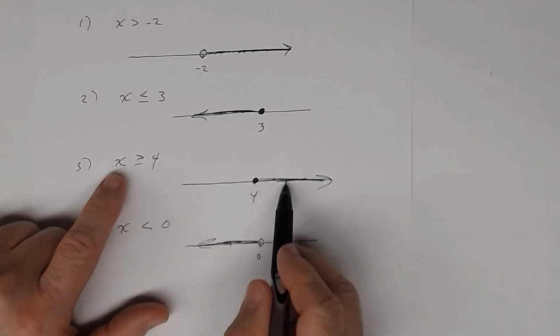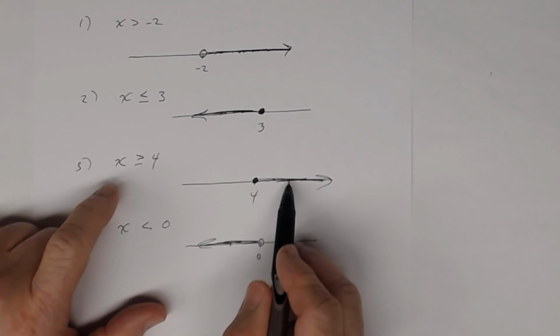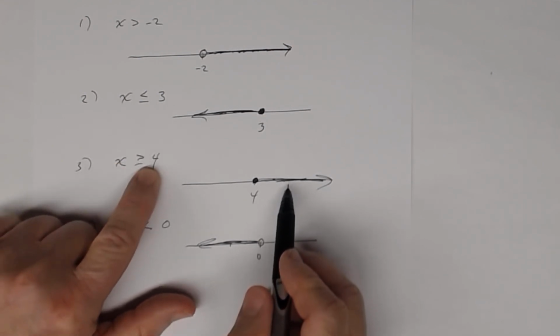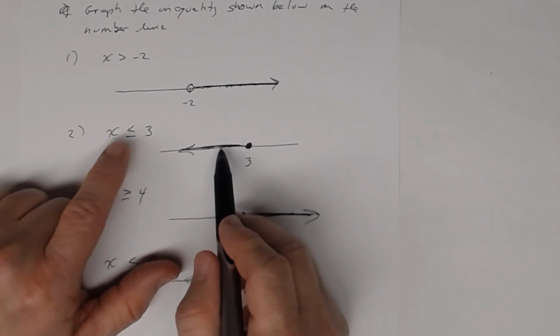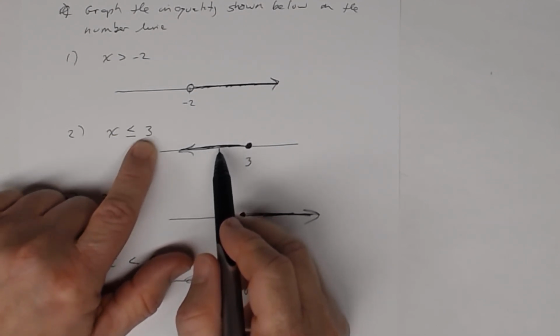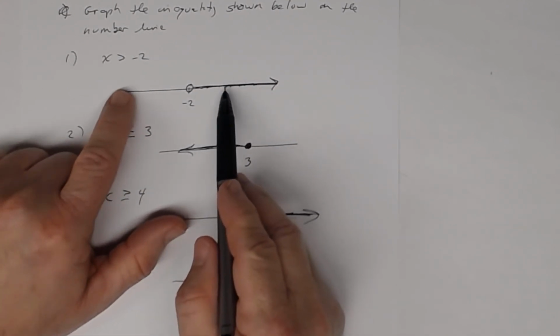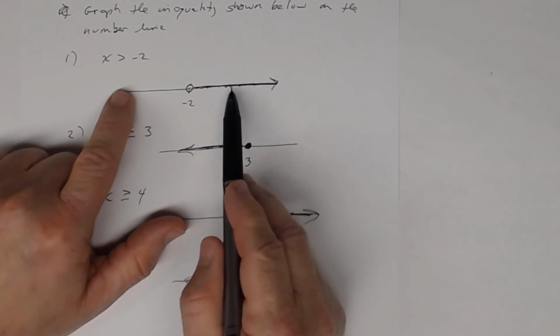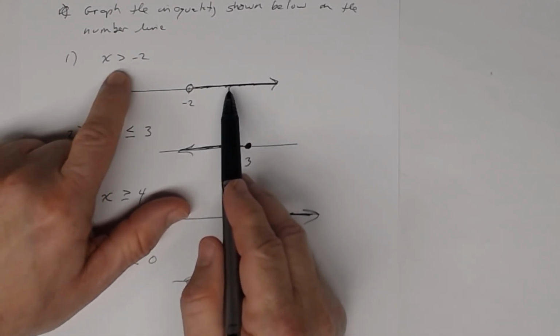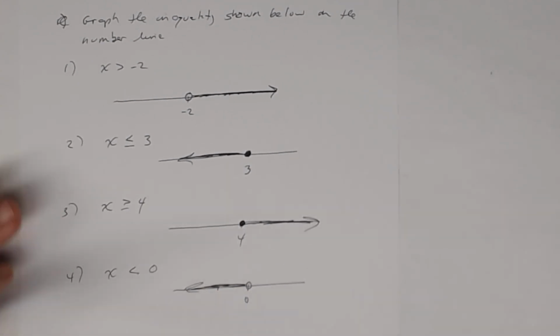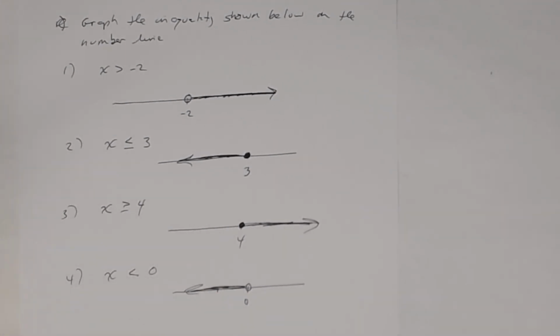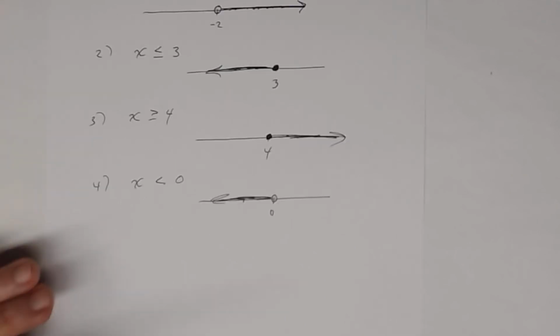Over here, 7 is shaded because 7 is greater than or equal to 4. Over here, 0 is shaded because 0 is less than or equal to 3. Y'all agree? And over here, 7, 8, 8.6 is all shaded because all those numbers are greater than -2. All right, so I think that's the end of that objective. Let me just check real quickly.